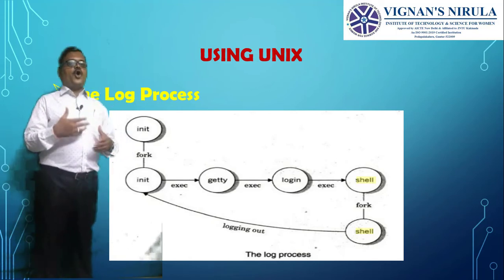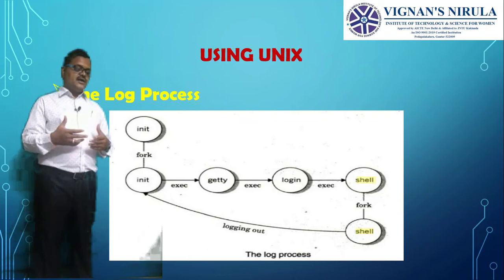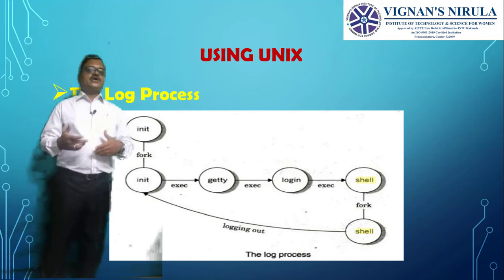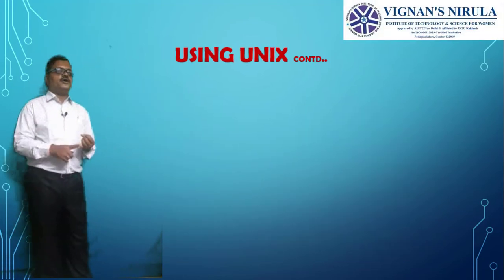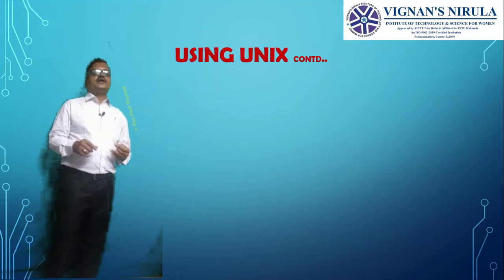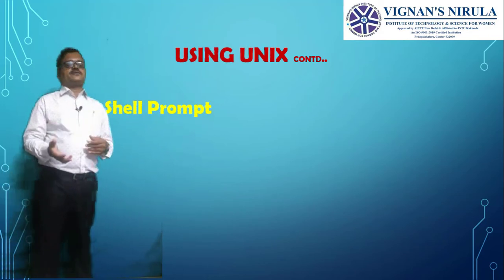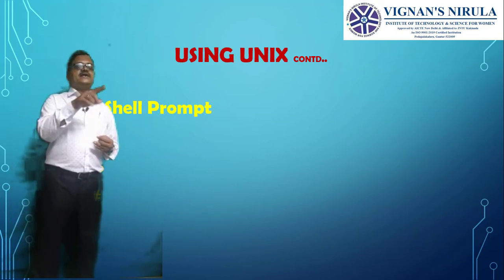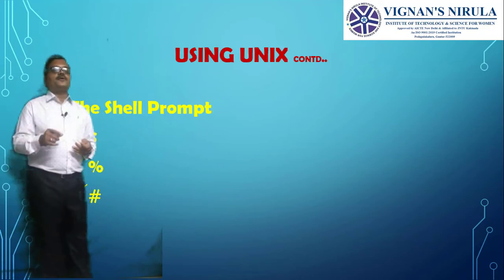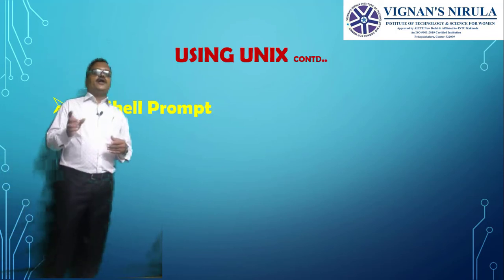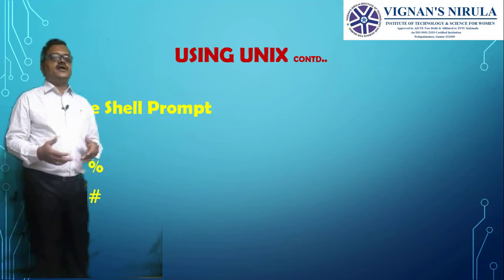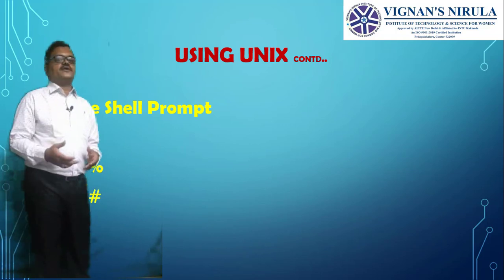And what are the different prompts present in the Unix shell? There are different shells present in Unix, and for each shell there is an associated prompt. For example, for the Bourne and Korn shells, a dollar prompt will appear whenever the user successfully logs into the system. In the case of the C shell, a percentage prompt will appear whenever a user successfully logs into the Unix system. And in the case of a root user, it is a hash. So this is about the different prompts present in the Unix operating system.